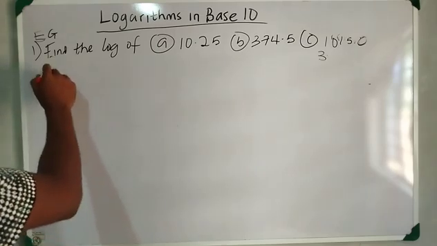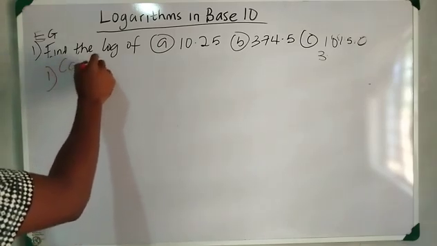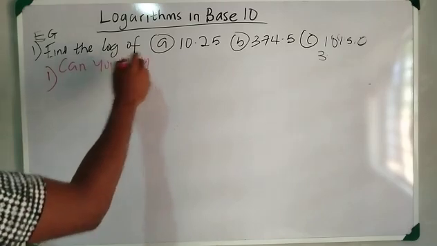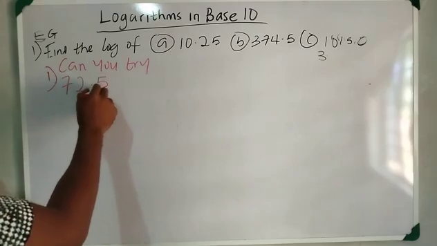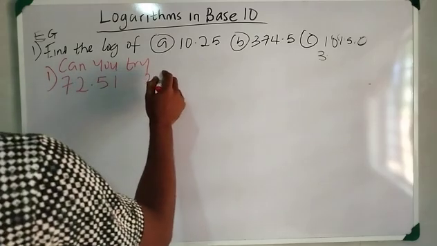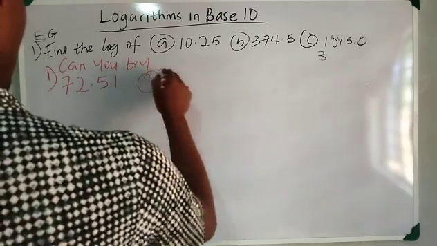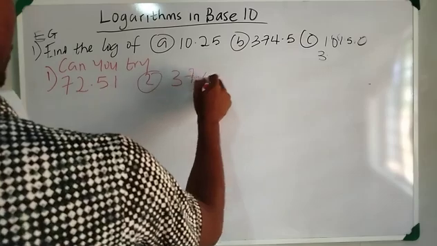Look for the logarithm, obviously in base 10, of these numbers. Now, look for the logarithm of 72.51 and also look for the logarithm of 37.42.